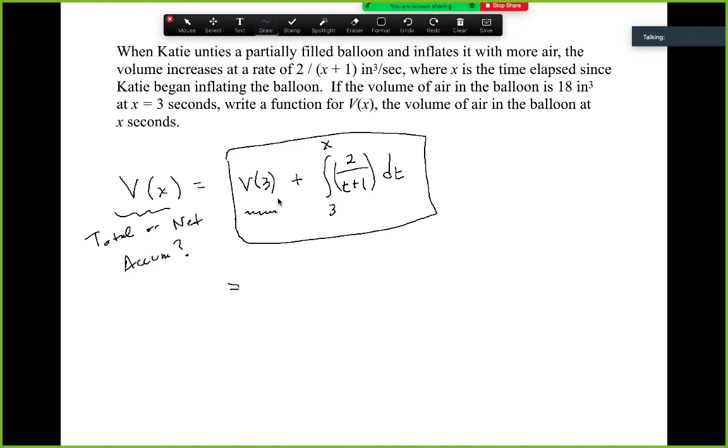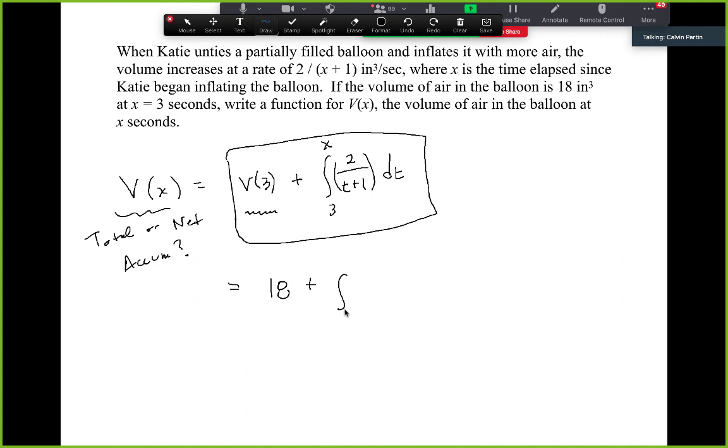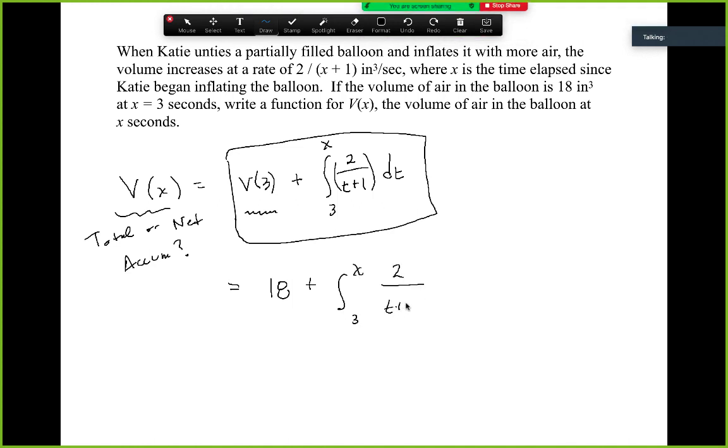And we actually know what V of 3 is, so I could also write, what is V of 3? 18. So either way, both are valid. V of 3 plus the integral from 3 to x of the rate dt, or 18. We know that is 18 plus the integral from 3 to x of the rate times dt. Okay, does that make sense?